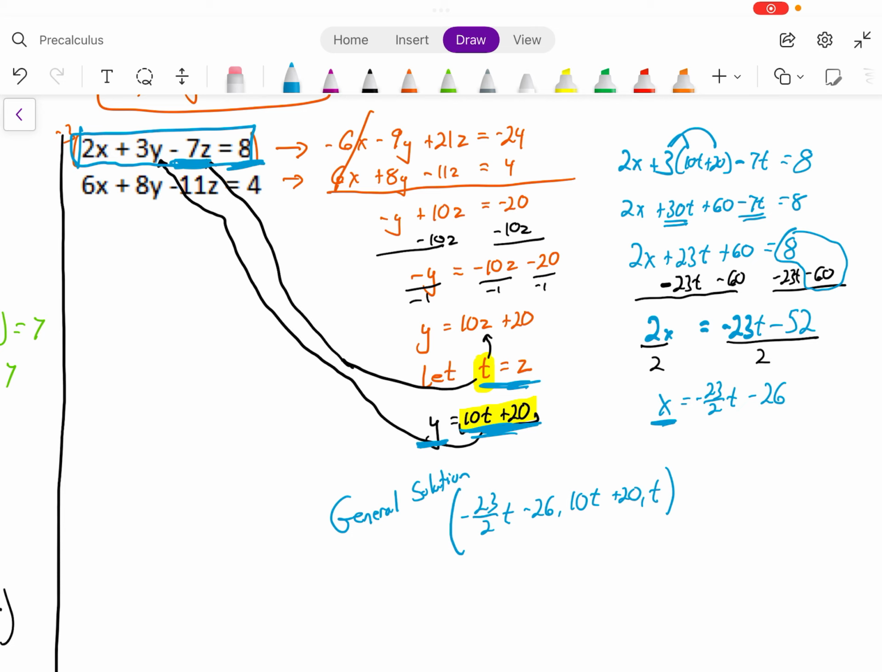To find specific solutions, how many specific solutions can we find? We can find an infinite number, and we do that by just plugging in a real number for t. So the easiest is to let t equal 0. So if t equals 0, a specific solution, you're just going to plug in 0 for t, would be negative 26, 20, and 0.